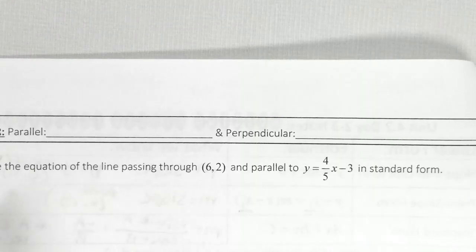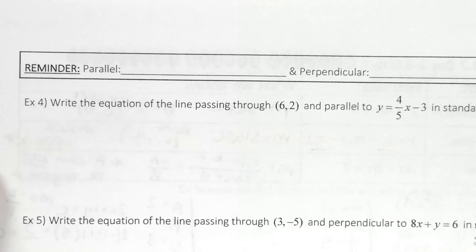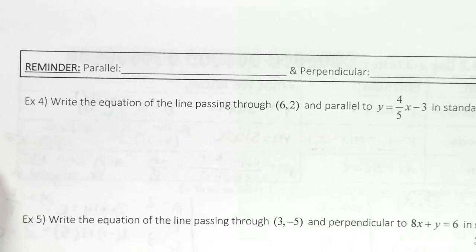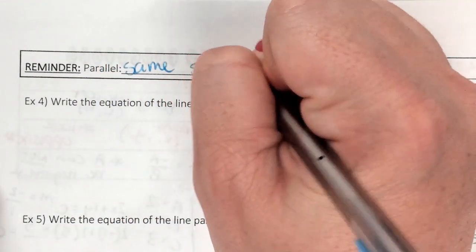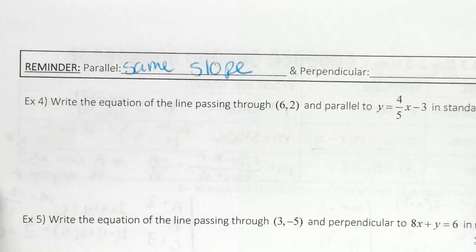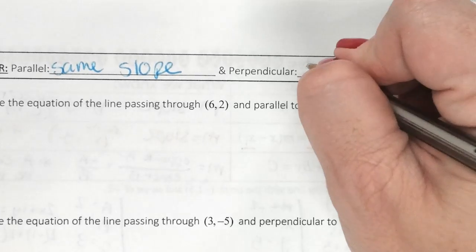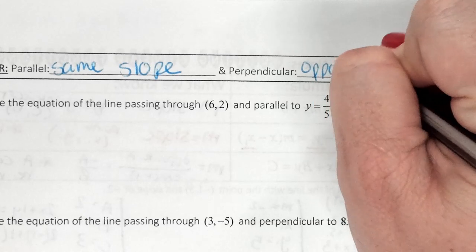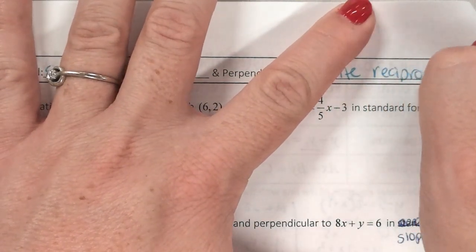Okay, so reminder, parallel, what do we know about parallel lines? They never touch. Same what? Slope. So we know it's because they have the same slope. Now perpendicular lines, what do they have? They have opposite, who remembers the fancy word? It's reciprocal. Reciprocal slopes. Okay.